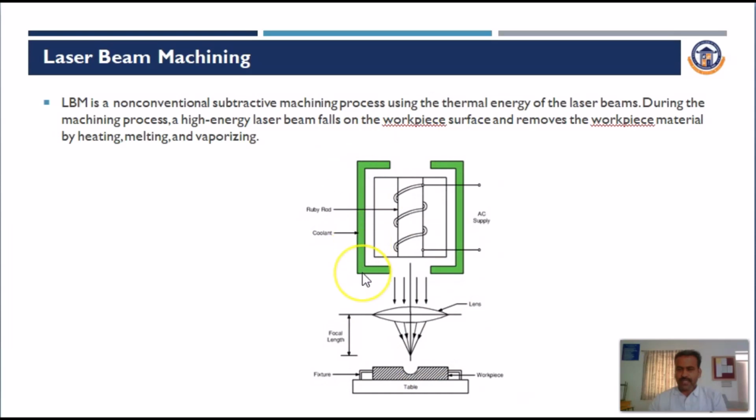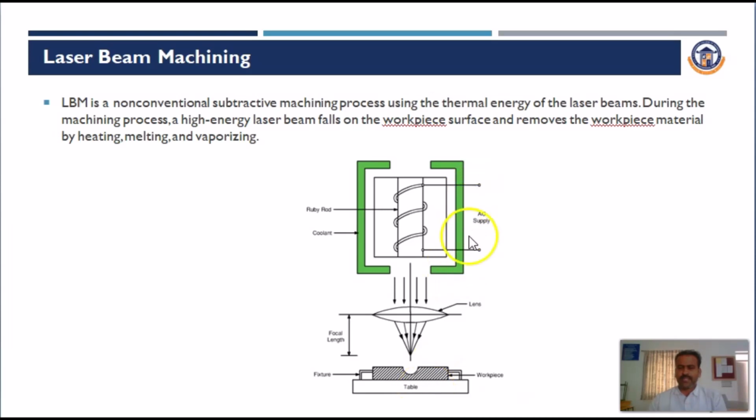You see, this is the entire laser beam machining setup. The outer green color is the coolant jacket. After the coolant jacket, we have a ruby laser rod. This is a xenon tube, and the xenon tube is wound around the ruby rod. The electric supply is connected to the xenon tube. Then this is the lens. The bottom one is the workpiece, which is fitted in the workpiece holder.